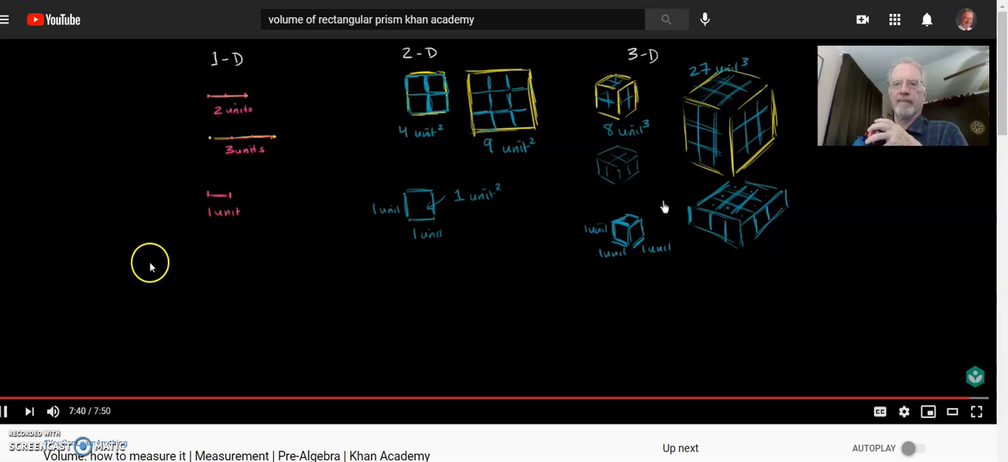So hopefully that helps us think a little bit about how we measure things, especially how we measure different things in different numbers of dimensions, especially in 3 dimensions.